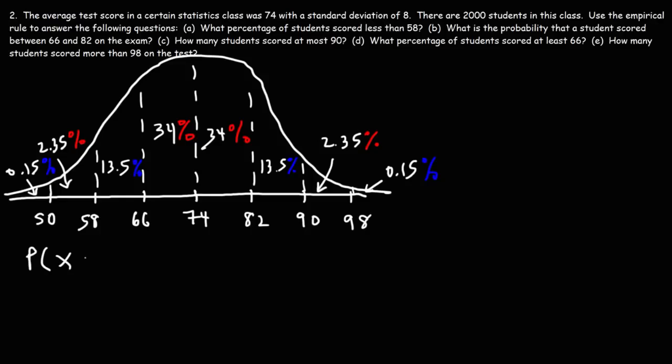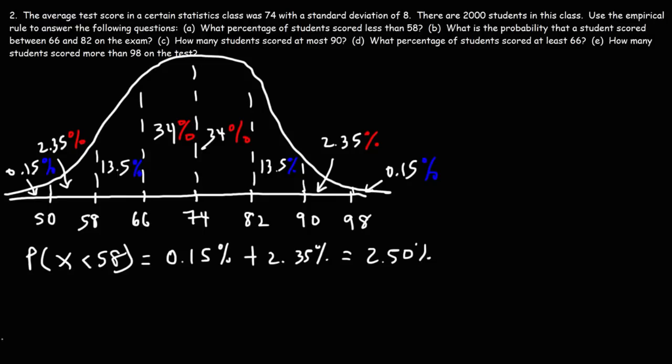So the probability of selecting a student who scored less than 58 is going to be the sum of these two values, because they are to the left of 58. So all we need to do is just add 0.15% plus 2.35%. And that's going to give us 2.5%. So this means that 2.5% of all of the students scored less than 58. So the area under this curve here is 0.025 as a decimal.